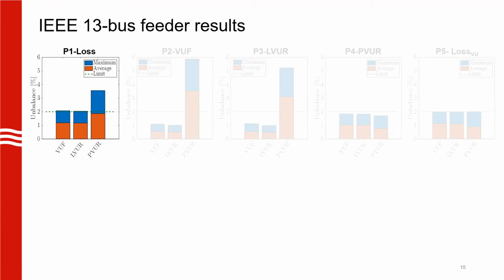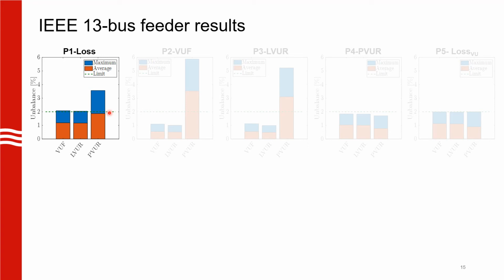We'll start by looking at the results for P1 loss. On the x-axis, we have the different voltage unbalance metrics. On the y-axis, we have the unbalance in percentage. All the orange bars here are the average unbalance that you see across all three-phase nodes in the grid. All the blue bars are the maximum unbalance that you see across any single three-phase node in the grid. The green dashed line is the 2% unbalance limit specified by IEC and IEEE.